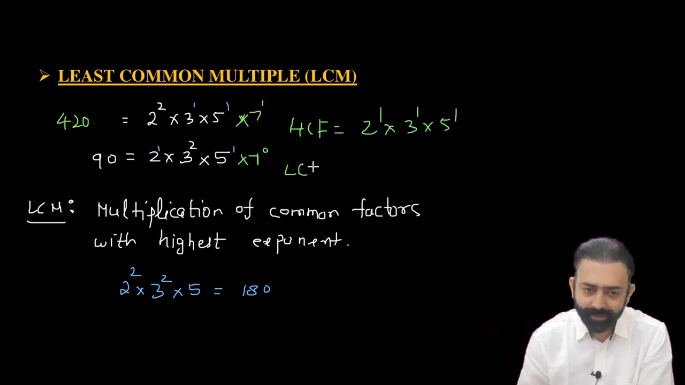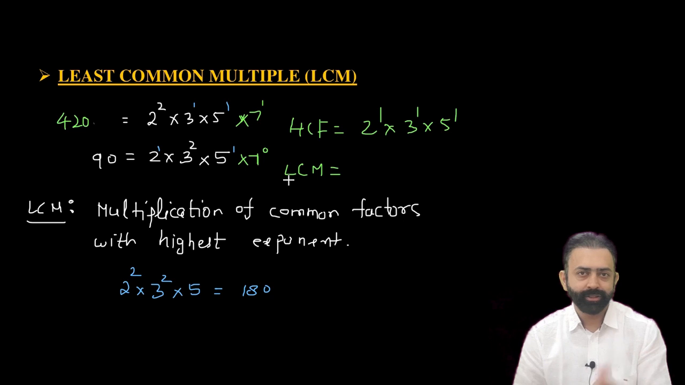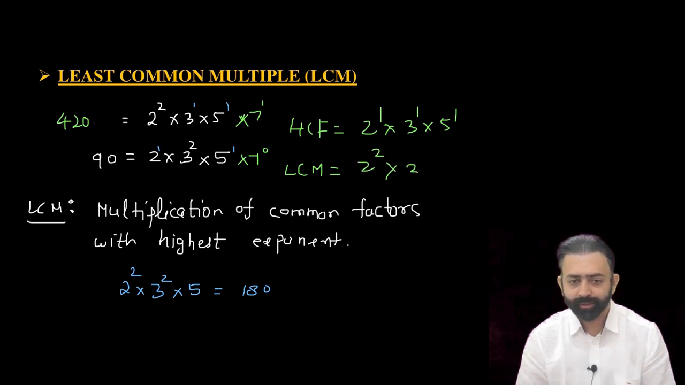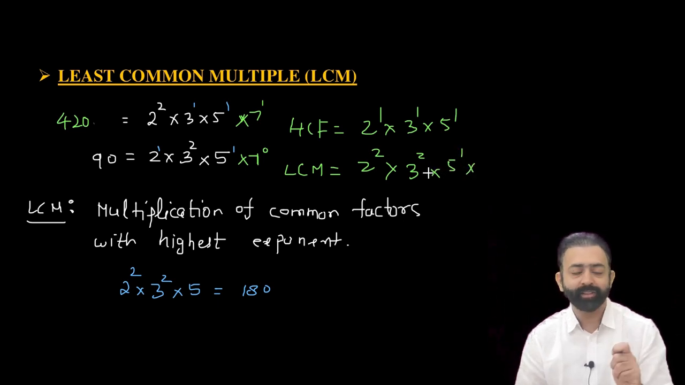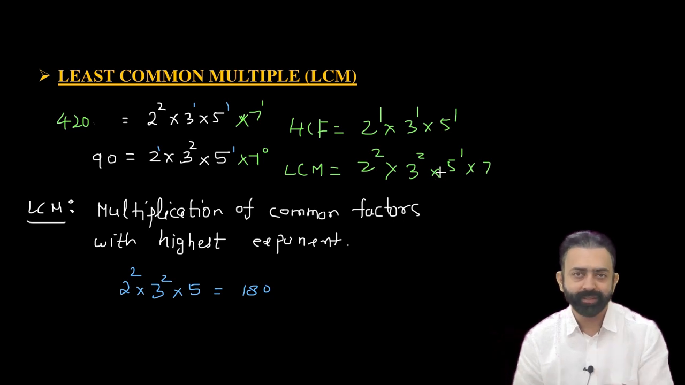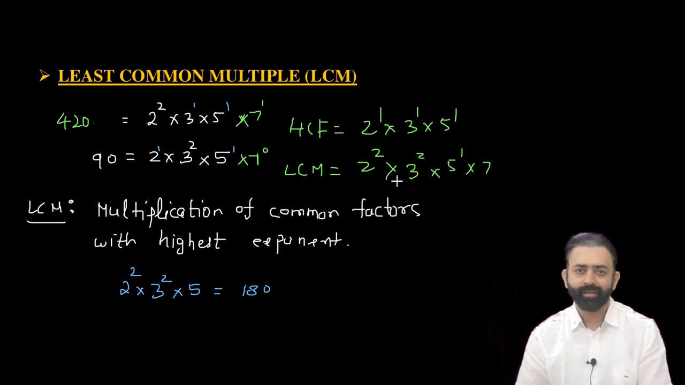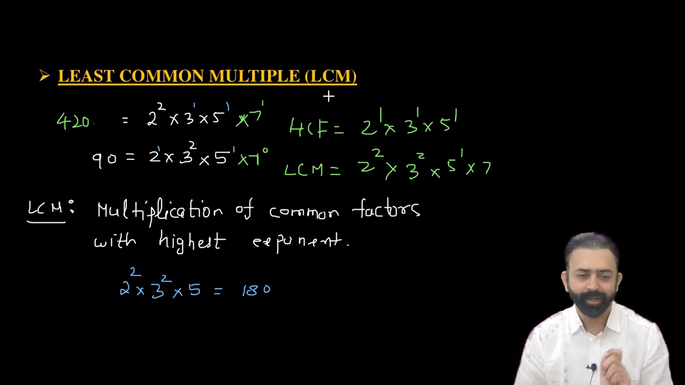But as far as LCM is concerned, the answer will change, because we will have to take 7 also, with the highest exponent, right? So 2 raised to power 2 we will take, then 3 raised to power 2, then 5 raised to power 1, but this time we need to take the highest exponent of both 7 raised to power 1 and 7 raised to power 0, which is 7. So this 180 multiplied by 7 will be the LCM. So this is one difference, a little bit complicated. You need to keep this in mind. All right.